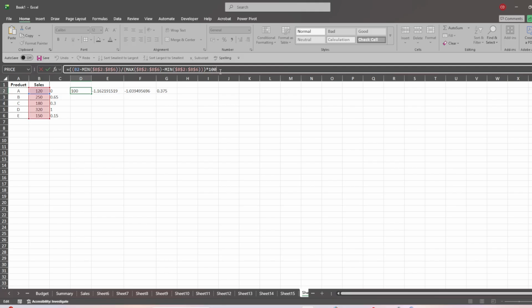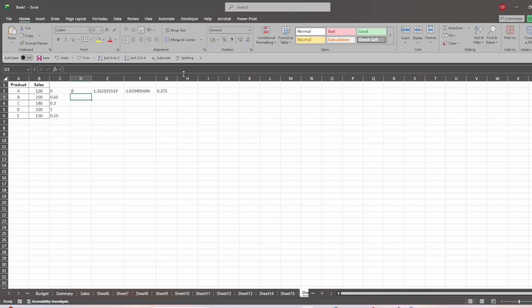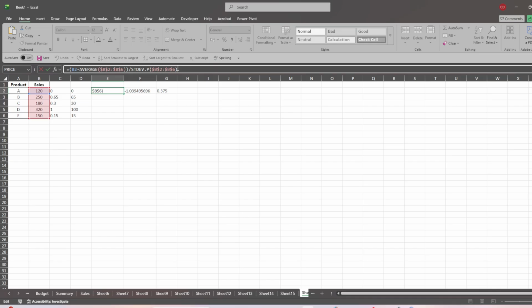The third method is z-score normalization. This standardizes each value by subtracting the mean and dividing by the standard deviation. Use this formula, equals open parenthesis B2 minus average of absolute B2 through B6, close parenthesis, divided by stdev.p of absolute B2 through B6. If your data is a sample, rather than a full population, use stdev.s instead. This method is helpful when you want to understand how far each value is from the average.